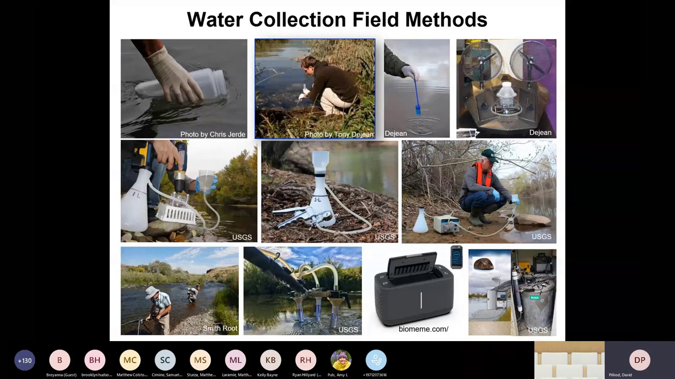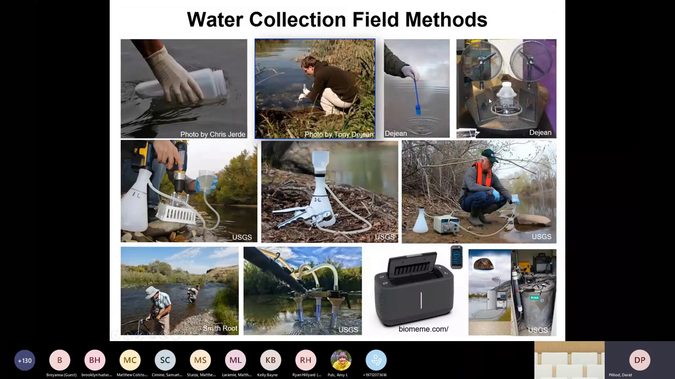So let's start with water collection field methods. This is a plurality of methods. Look at each of these pictures. Each one is different. Each one is collecting a field sample for eDNA. Different volumes, different tools. Some of them, like BioMeme, are actually you collect the sample and try to analyze it right in place using thermocycling with a transportable one. Or this last box in the corner, which is like an automated system for collecting samples.